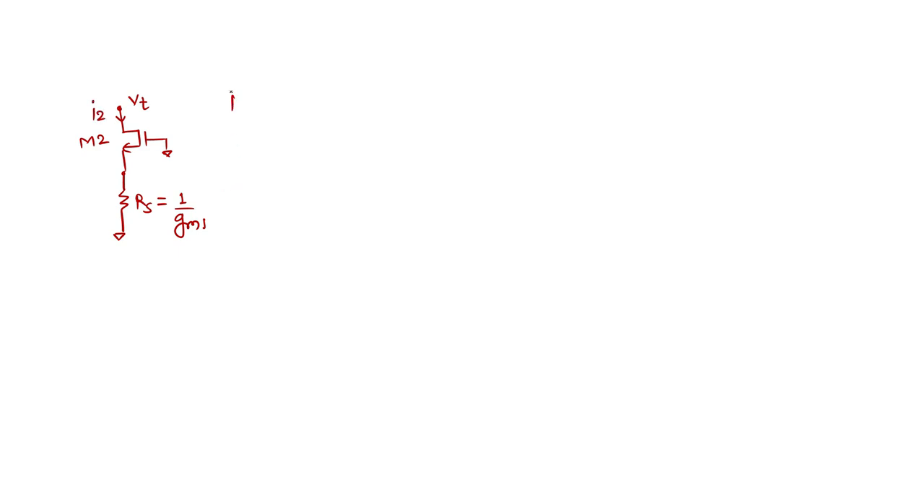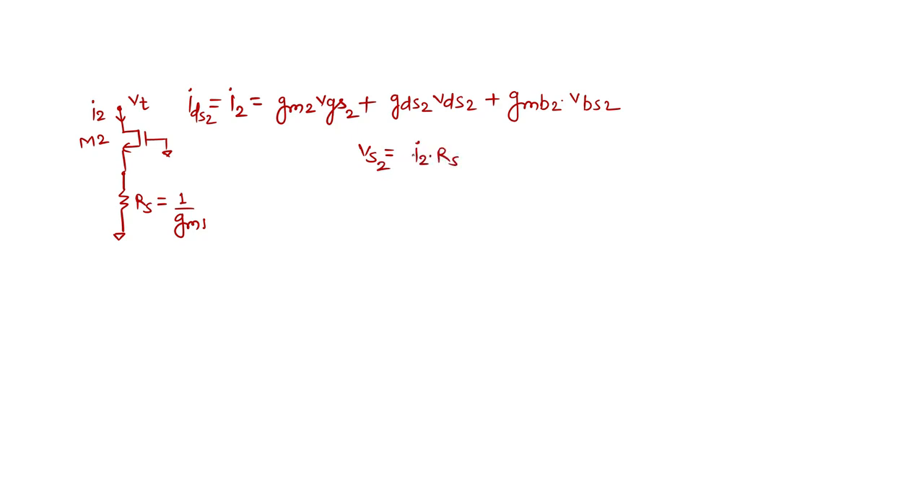Okay, so what is the I2? I2 is nothing but GM2 VGS, because I2 and IDS2 have the same direction, drain to source. So I will write the same equation. First of all, I should write what is the source voltage. Source voltage of 2 is nothing but I2 times RS, where RS is 1 upon GM1. So what is I2? I2 is GM2. What is the gate? Gate is 0. So it is minus I2 RS.